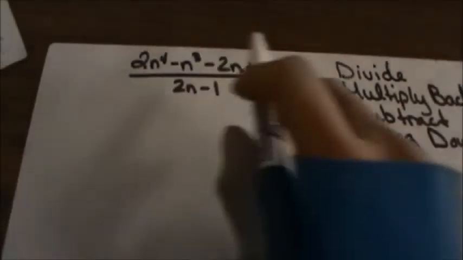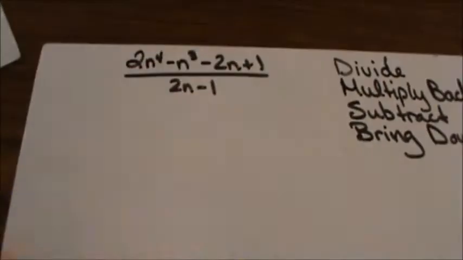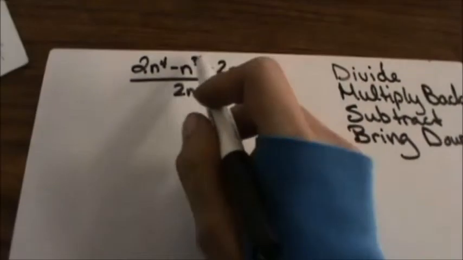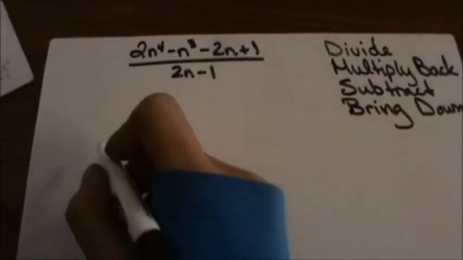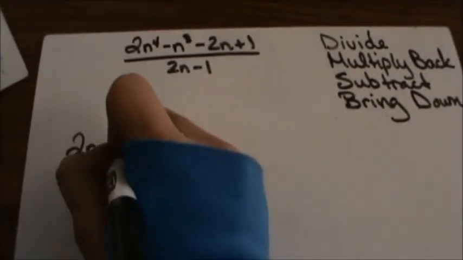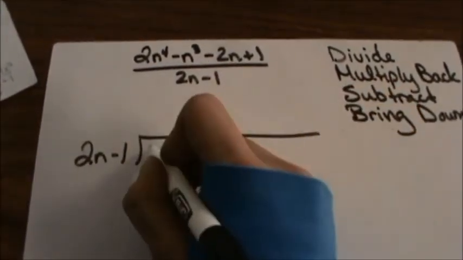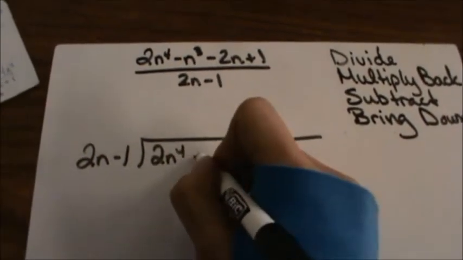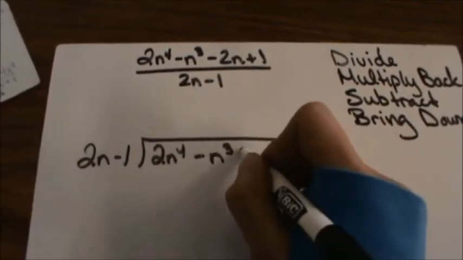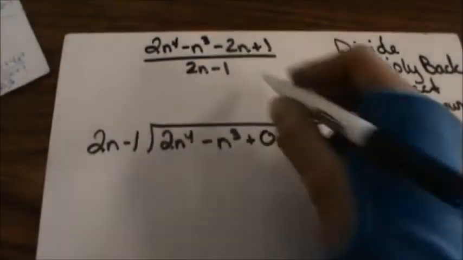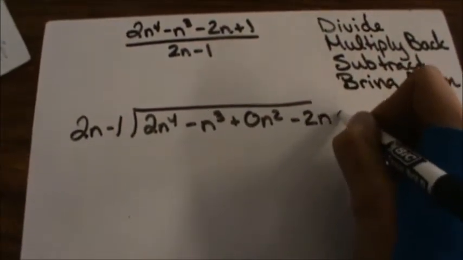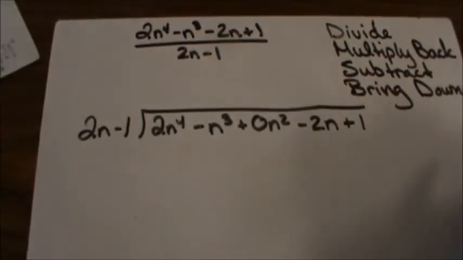All right, last problem. This is number 25 in your book, and I chose it because it has a higher power than 2. It's got a 2n to the 4th in it, and it also is missing a term. And there's a whole lot of zeros that happen when we go through this problem. So let's start by writing our long division bar. 2n to the 4th minus n cubed, and remember now I have to put in a 0 n squared before I put in my minus 2n and my plus 1.